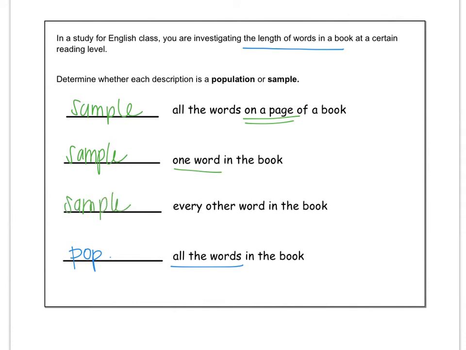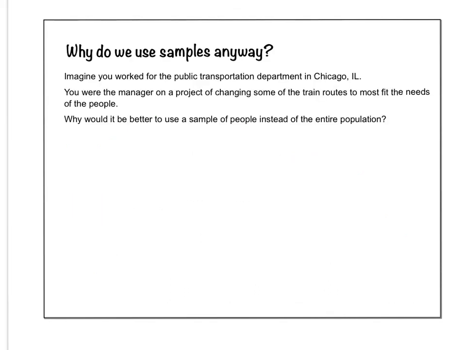One thing to note with this is that some samples will be very, very small, like one word in a book, whereas other samples will be pretty large, like every other word in the book would be much bigger. But size does not matter as long as it's not everything, because then obviously that would be a population.